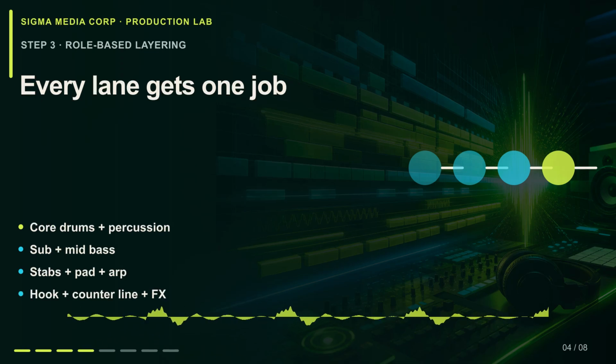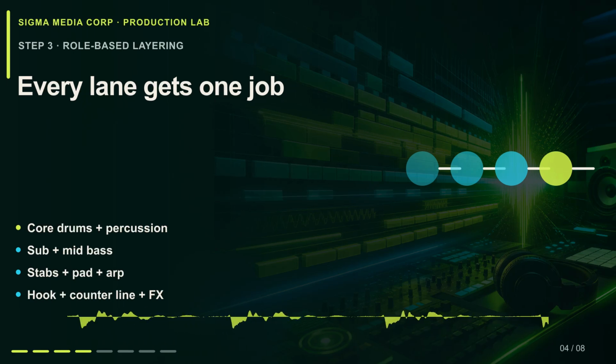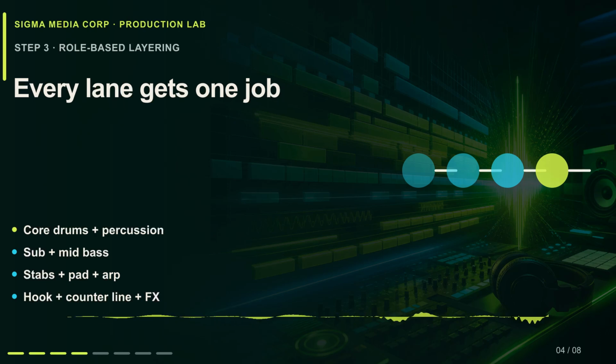This role-based approach makes editing faster because every track can be judged against a simple question. Is it doing its assigned job? Or is it masking a lane that already owns that space?